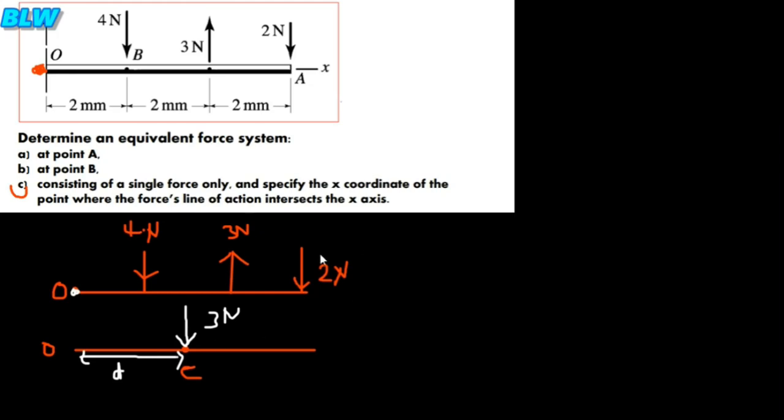Okay, so I'll take the first force, this 4 Newton. Look at this 4 Newton here. Its distance from point O is 2 millimeters, and it will cause this system to move in this direction, a clockwise motion, so therefore it will be negative. So for the first force, the moment M1 will be equal to 4 times 2, and since it was clockwise, it will be negative. So that was minus 8 Newton millimeter.